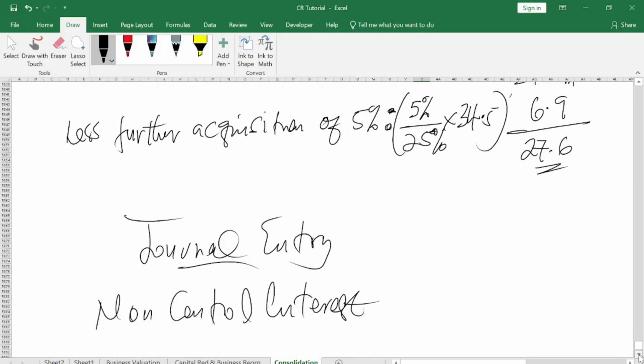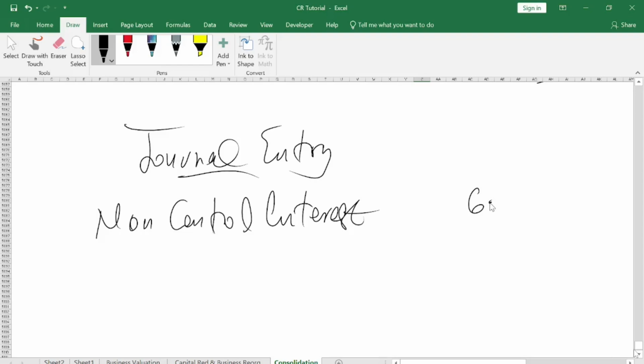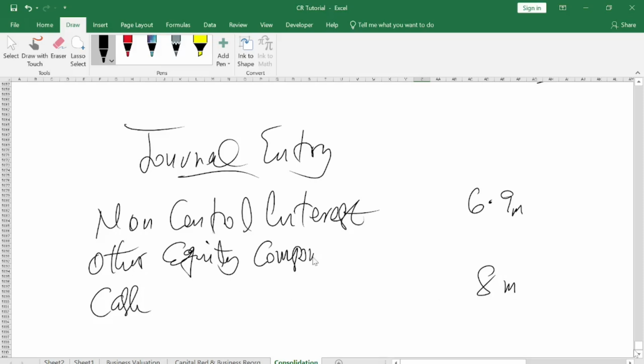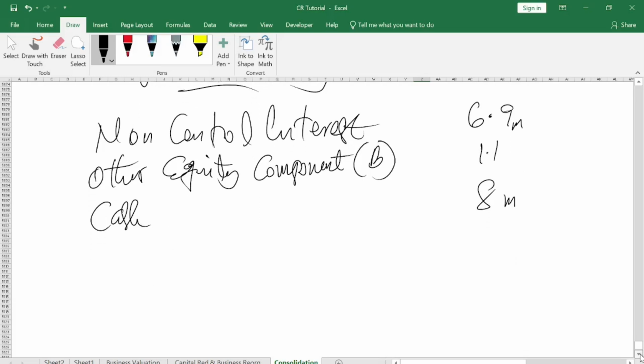So 6.9. Here you'll bring your non-controlling interest. This is how much the 5% that they disposed of is valued. Now, how much was paid? For the 5%, we paid 8 million. So the difference is what we call other component. The difference is 8 minus 6.9, which is 1.1. Are you with me? Good. So that is it about the further acquisition.